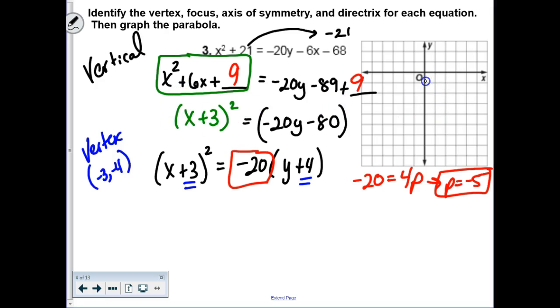So if you want to start plotting things, you can. Vertex being at -3, -4. Now, because p is -5, what direction is this going to open if it's got a negative p value? It's going to be opening downwards. So the focus point is 5 units down from that vertex. And the directrix line should be 5 units up from the vertex. Let's go confirm all those things with our formulas, though.